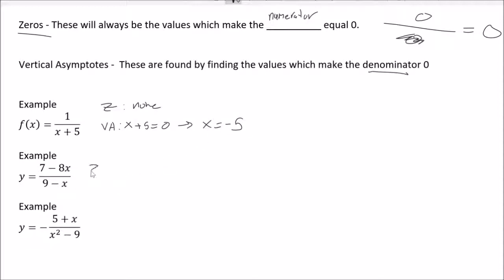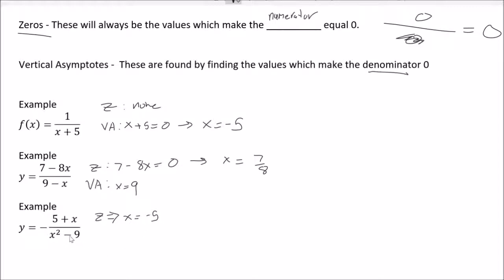What about this next one? Let's find the 0. That would be whatever makes 7 minus 8x equal to 0. If we add 8x to both sides and divide by 8, we get that x is equal to 7 over 8. What about the denominator? Vertical asymptote: it's whatever makes the denominator 0. I believe that number would be 9. All right, let's keep going. What about this next one? For the 0, it's whatever makes the numerator 0. I'm not even going to show the step on this one. We can just look at it and say that that's negative 5.